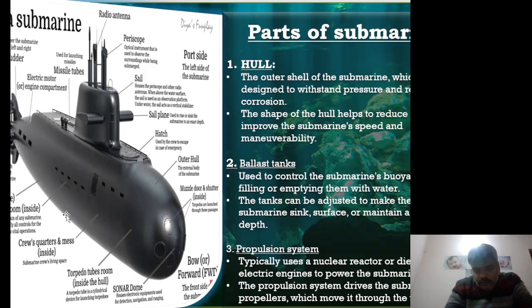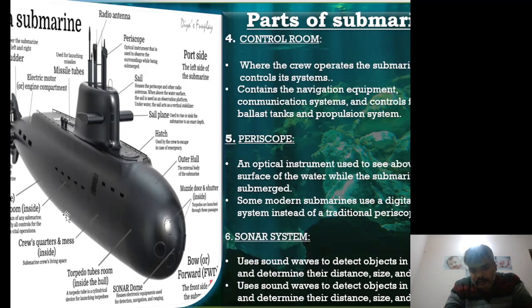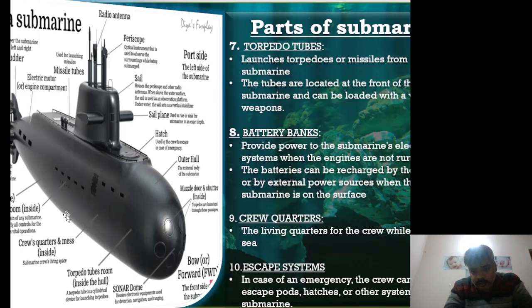I am just going to revise. The hull is the front part and it is mainly made of material which withstands high pressure and resists corrosion, and the shape of the hull helps to reduce drag and improve the submarine speed. Next is the ballast tank, which controls the buoyancy force. Propulsion system, control room, periscope, control system.